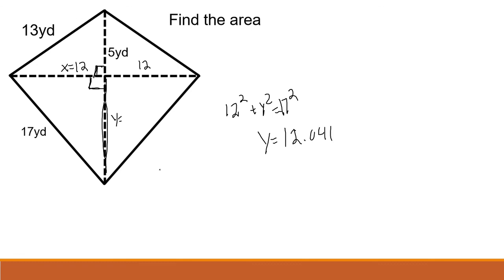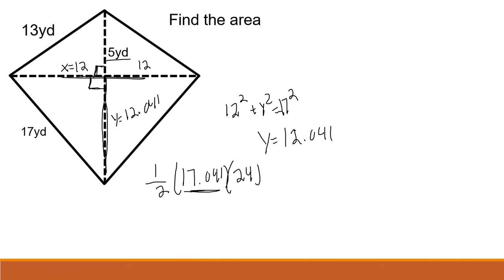And so then I can do my kite formula. 1/2 times whatever 5 plus 12.041 is, would it be 17.041? Again, this is gotten from taking 5 plus this, adding these together to get my full diagonal, and then plus 24, because once again, I'm adding these together to get my full diagonal, right? So 1/2 times 17.041, or yeah, times 24, and I get 204.49.